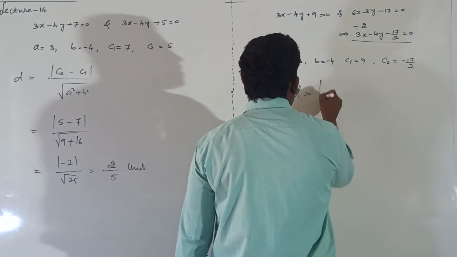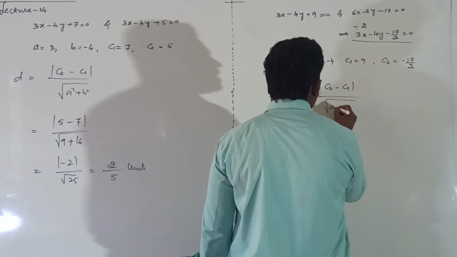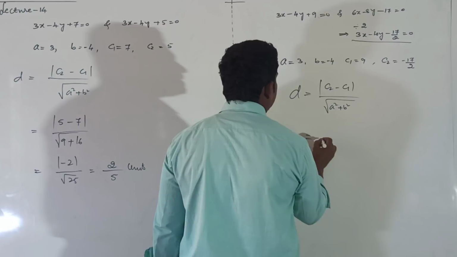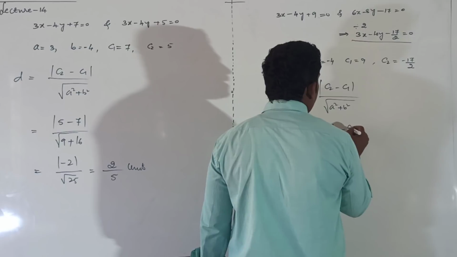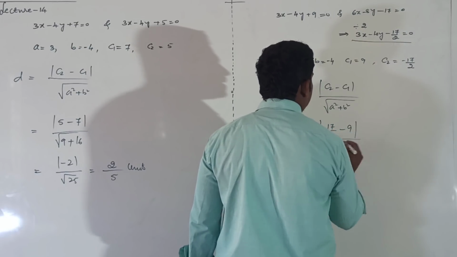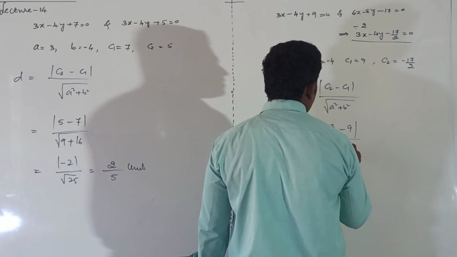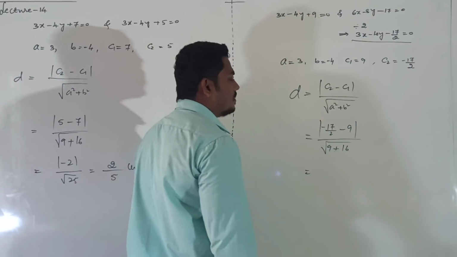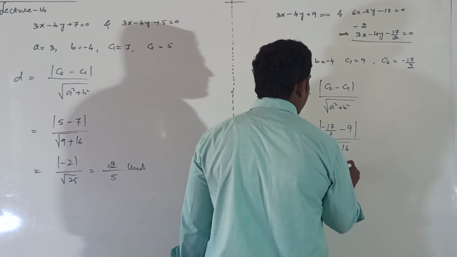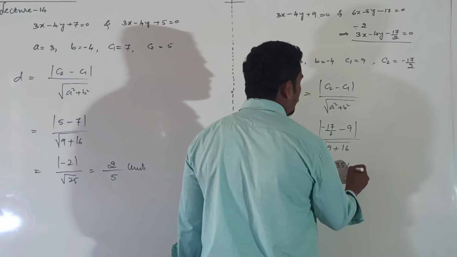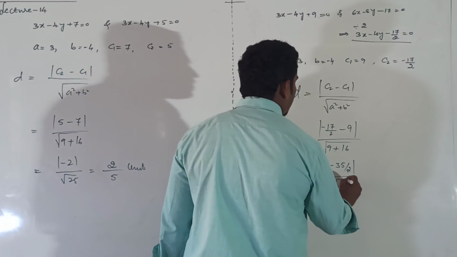Then D is equal to modulus of C2 minus C1 divided by square root of a square plus b square, right? That's equal to modulus of minus 17 divided by 2 minus 9, whole thing divided by square root of a square, here 9, plus b square, here 16. That's equal to, taking LCM, modulus of minus 35 by 2 divided by square root of 25.